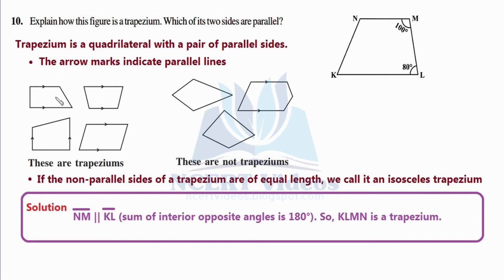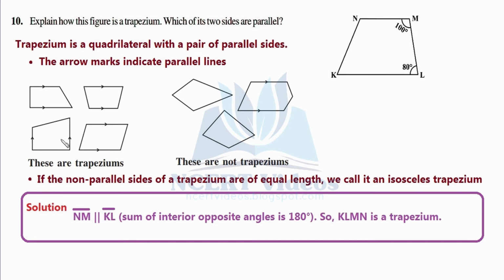So if you observe this figure, here we are shown that these two line segments are parallel to each other. Also, it is a quadrilateral because it is made up of four line segments. Therefore, it is a trapezium. Talking about this figure, again, these arrows show that these two line segments are parallel to each other. Also, it is a quadrilateral. Therefore, it is a trapezium.